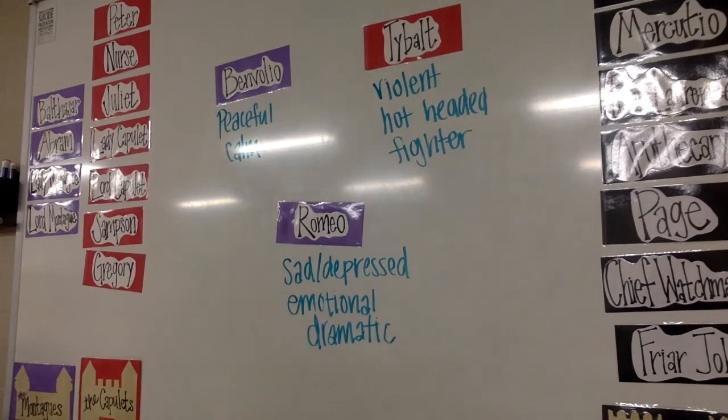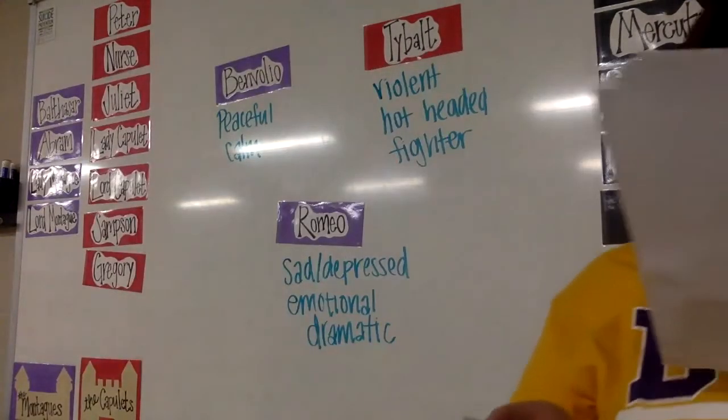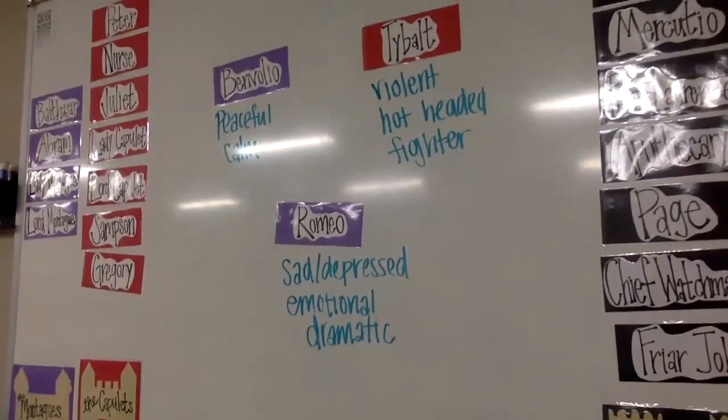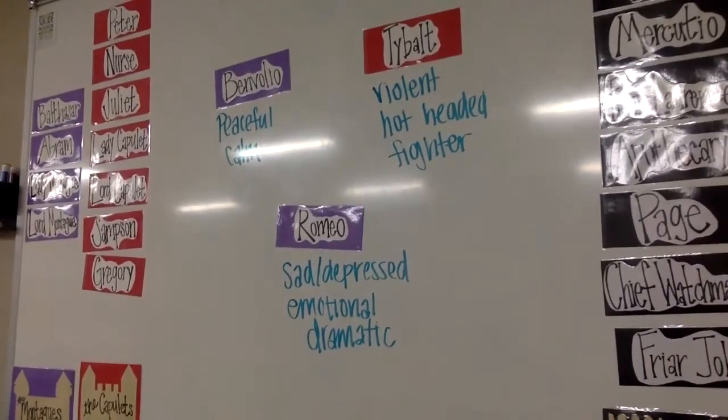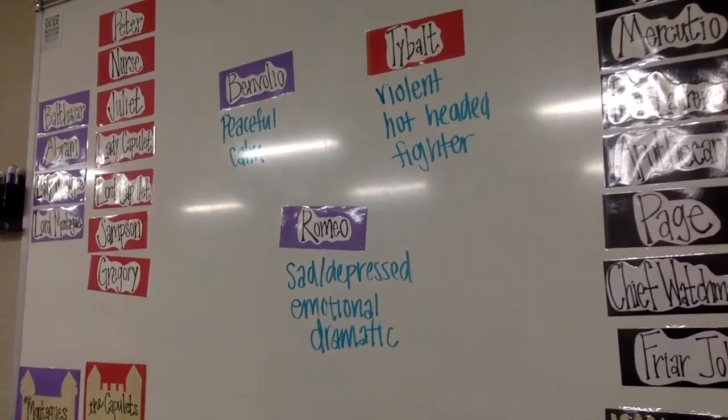Griefs of mine own lie heavy in my breast, which thou wilt propagate, to have it pressed with more of thine. This love that thou hast shown doth add more grief to too much of mine own. Love is a smoke raised with the fume of sighs, being purged, a fire sparkling in lovers' eyes, being vexed, a sea nourished with lovers' tears. What is it else?